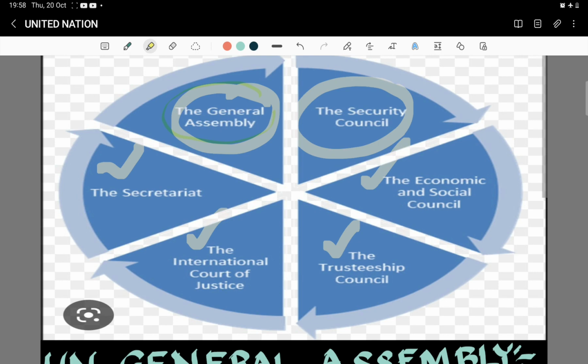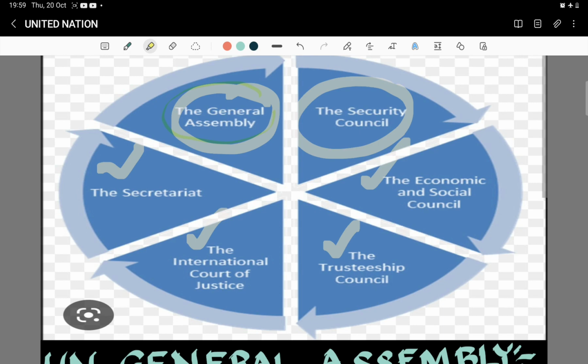So let's see the function of the General Assembly. It is the main policy making organ of the United Nations. We will discuss all these principal organs in detail. The General Assembly is the main policy making organ of the United Nations, and the Security Council is the main body responsible for the peace and security of member states.